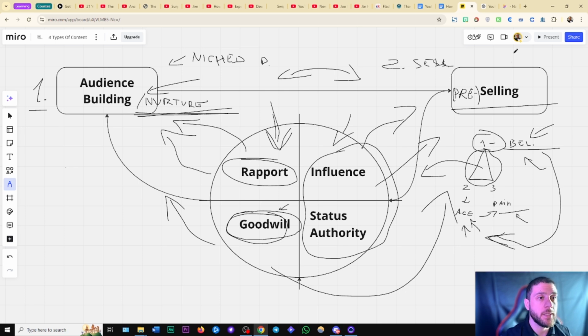Now, keep in mind, it's not just this, other things help. If I delivered value, built rapport, and they view me, which we'll cover in a second, as someone who has status and authority, and then I do this, it converts like crazy. This is why all of these work together.